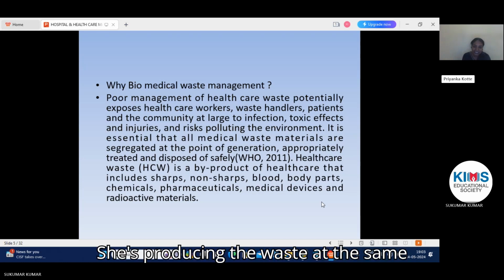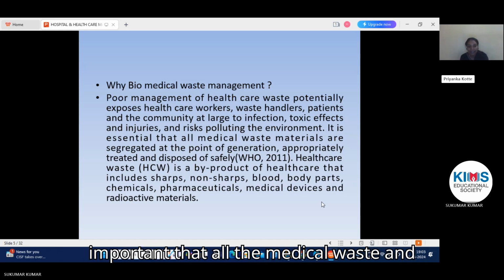She is producing the waste and at the same time discarding it into different bins by segregating it. What is the meaning of segregation? You are collecting the material by a specific category. As she throws different categories of waste into different bins, that is segregation. It is very, very important that all the medical waste and materials are segregated at the point of generation only, and that will help us to have appropriate treatment and appropriate disposal.